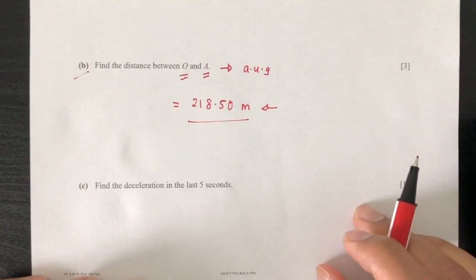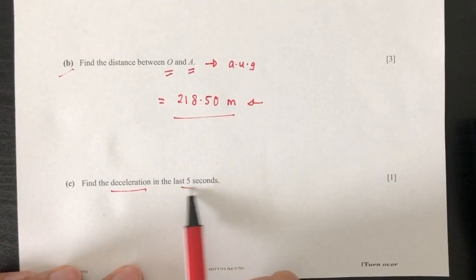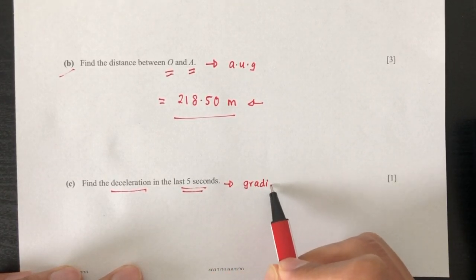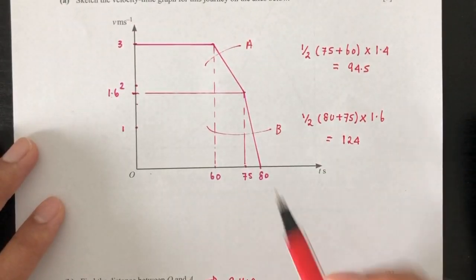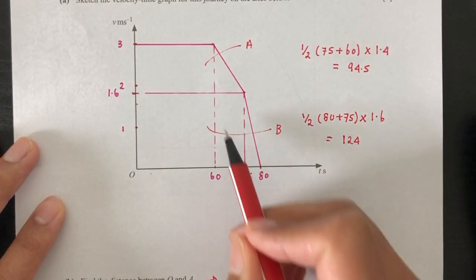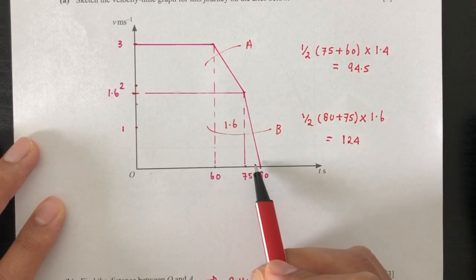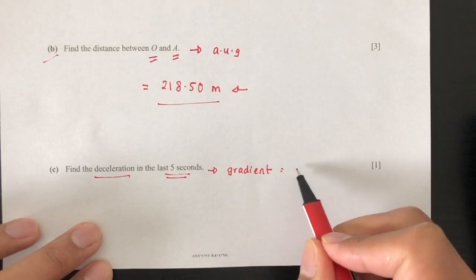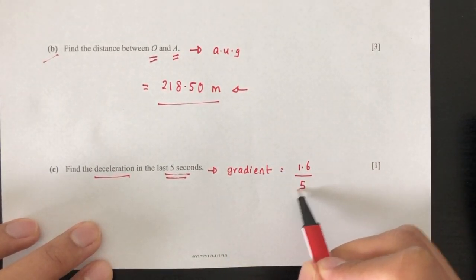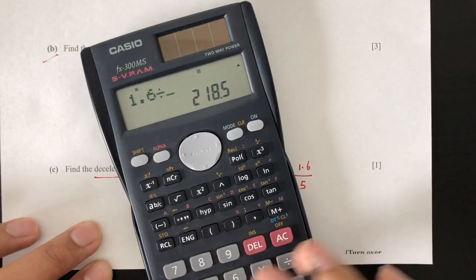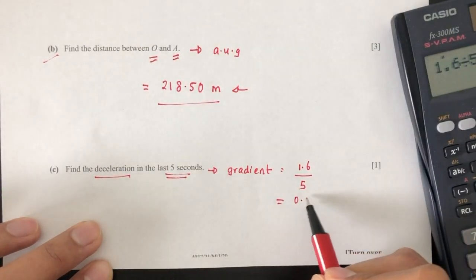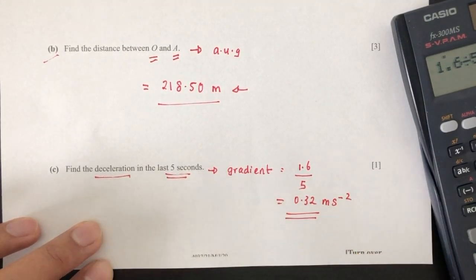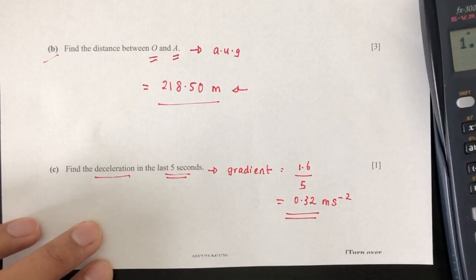Now for part C, it says, find the deceleration in the last 5 seconds. So how do you find deceleration? You have to find the gradient of the triangle. So here we have a triangle. What is the height of the triangle? It is 1.6. And what is the base? It is 5. So the gradient will be height divided by base, that will be 1.6 divided by 5, which is 0.32 meters per second squared. So this will be your answer for the deceleration. And this is your question number 9.